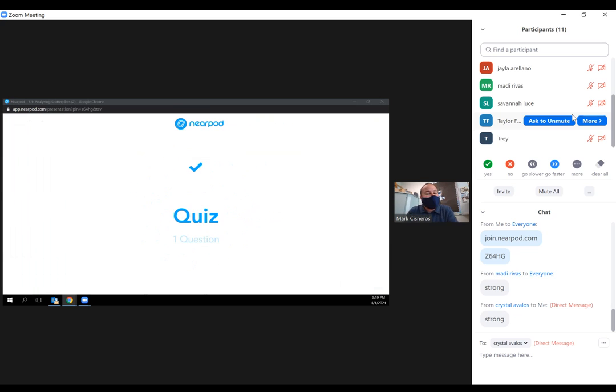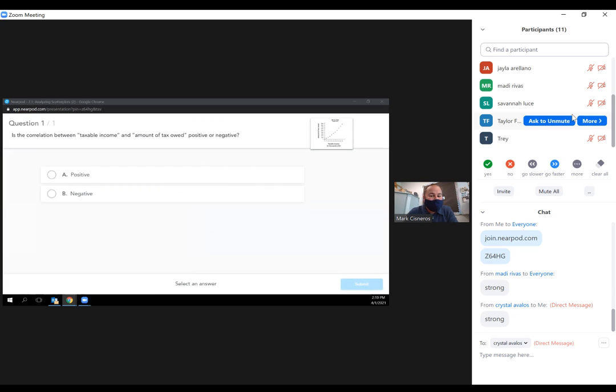Answer this question now. I'm only going to give you about 15 seconds on this. Is the correlation positive or negative? A or B? Just pick an answer. You might want to think back to the algebra on this one. Which way is the line going? About 5 more seconds.